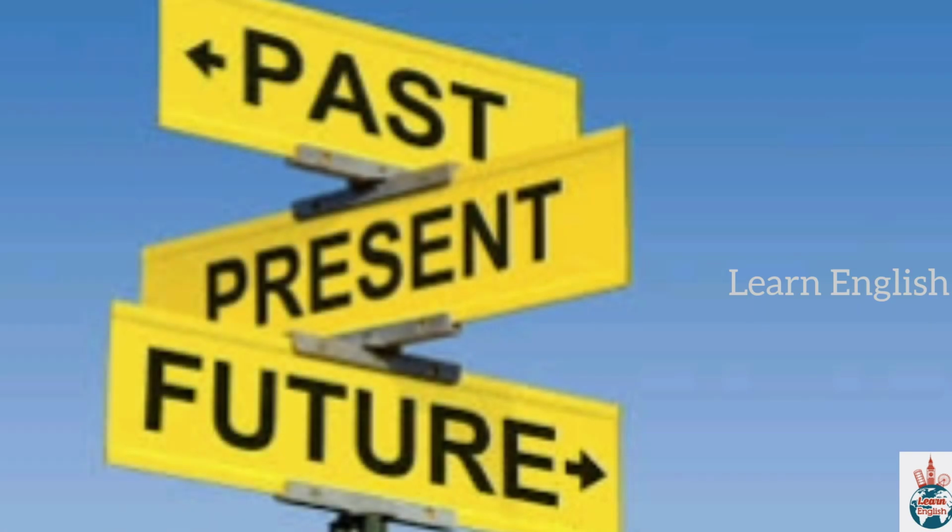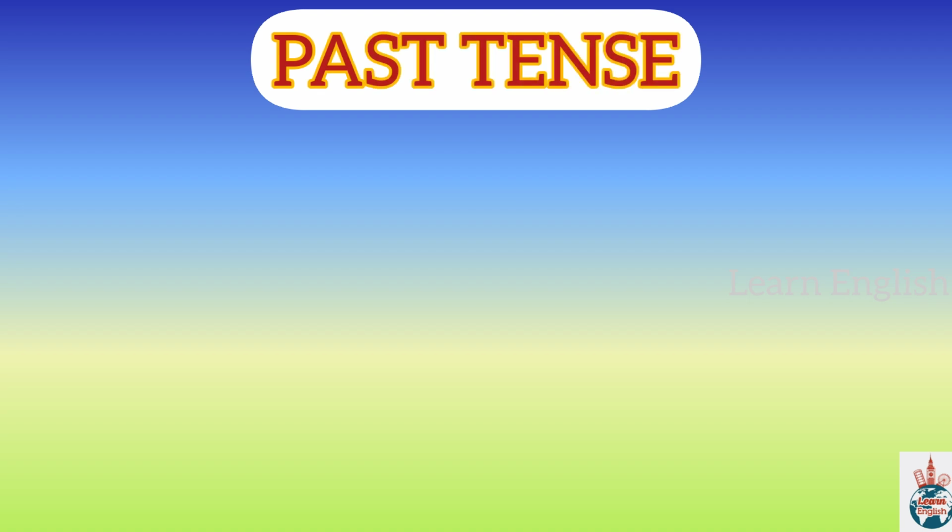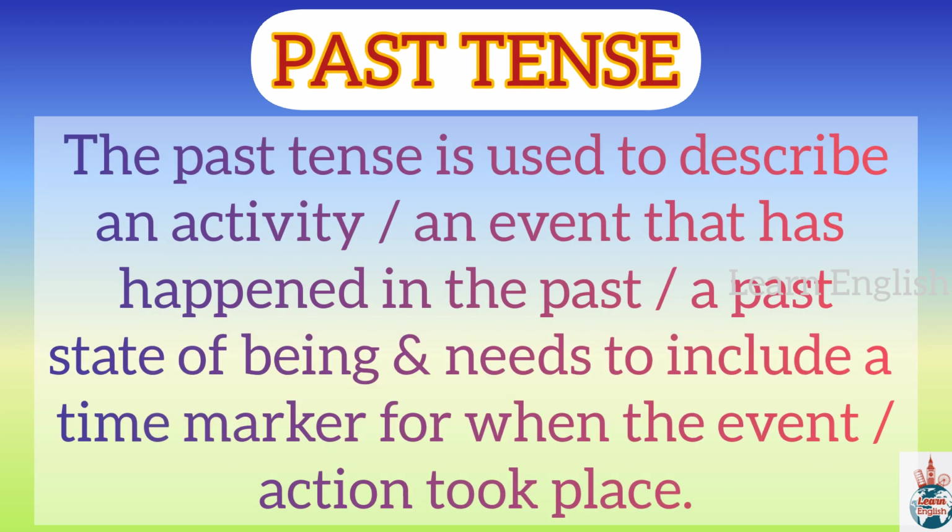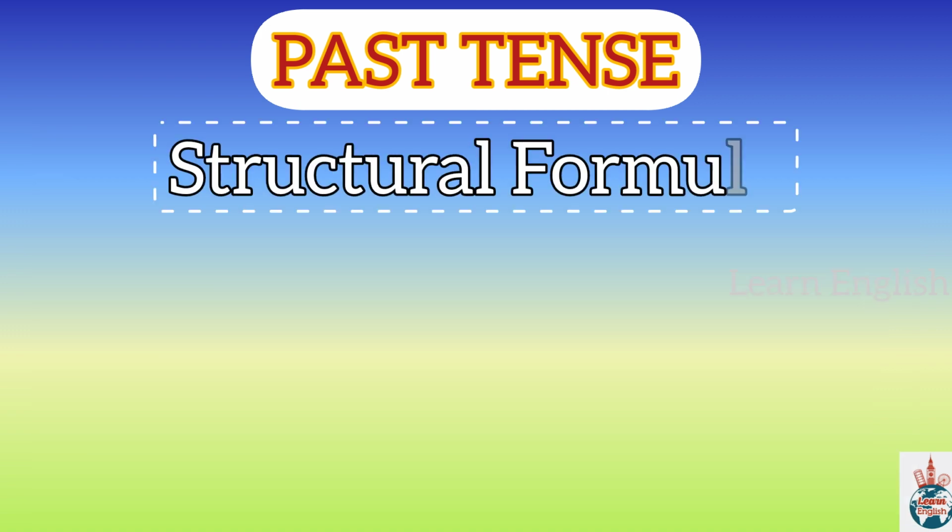What are the three main types of tenses and why do we need them? Past, present and future are the three main types of tenses. What is past tense? The past tense is used to describe an activity or an event that has happened in the past or a past state of being and needs to include a time marker for when the event or action took place.